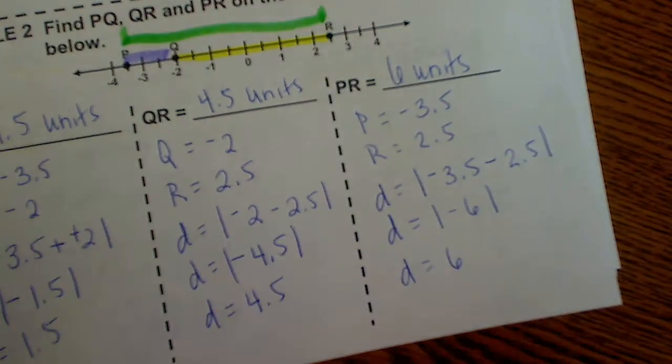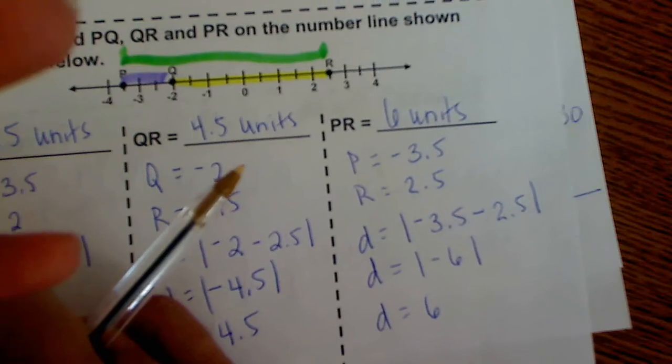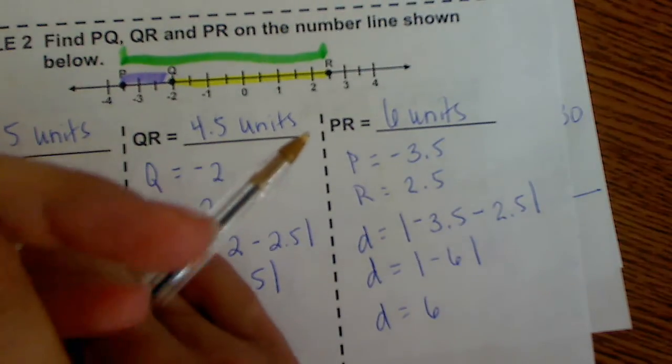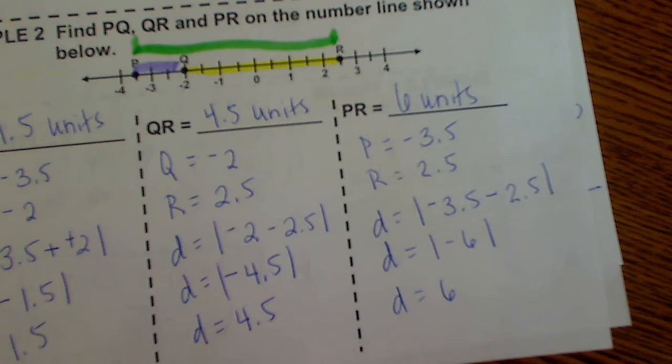Okay, you guys online, make sure you do your work. Make sure you show all of your work, and make your work nice and neat. We're going to talk about section 2.4, which is your distance and midpoint, in just a little bit.